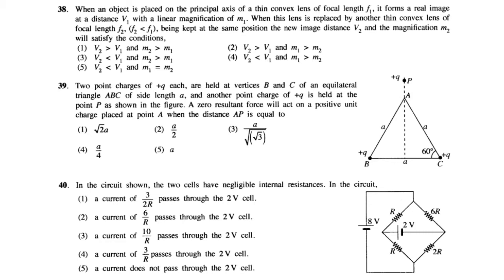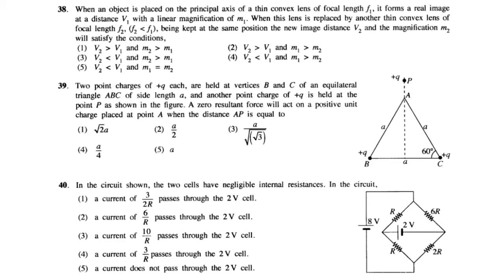For the resultant force at A to be 0, the force due to P on A must be equal to 2F cos 30. So that is 2 into Q over 4 pi epsilon naught A squared, cos 30, equal to Q divided by 4 pi epsilon naught AP squared. With that, you can find AP. The answer is 3.